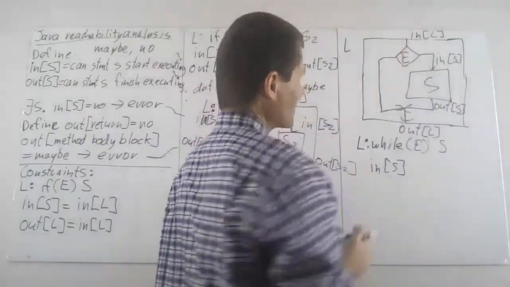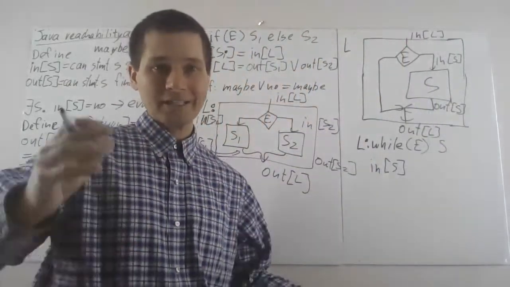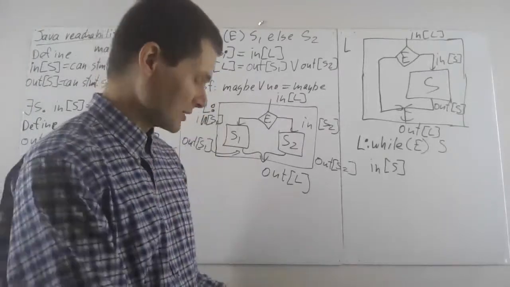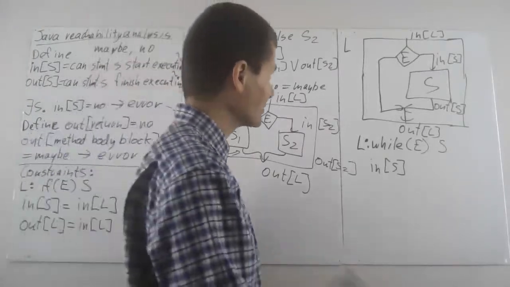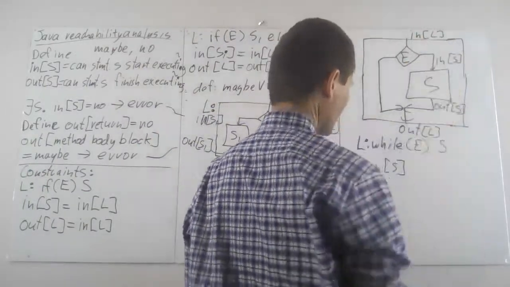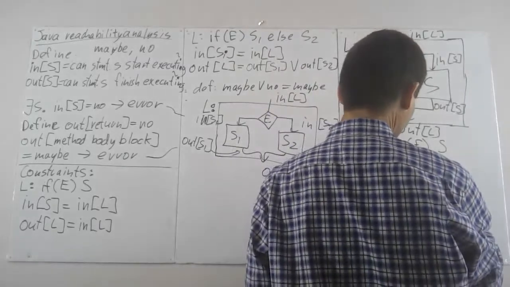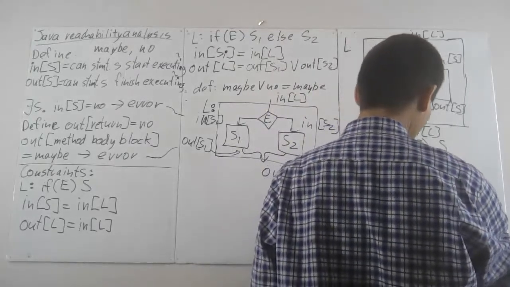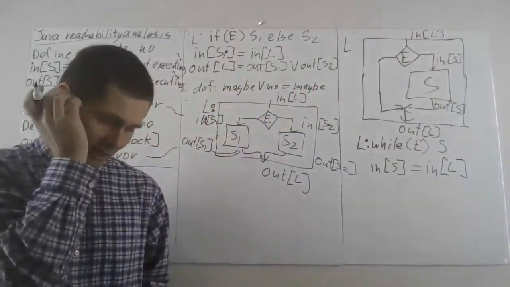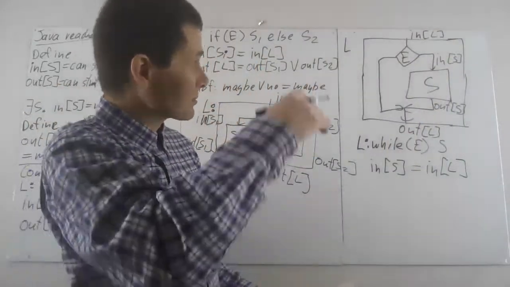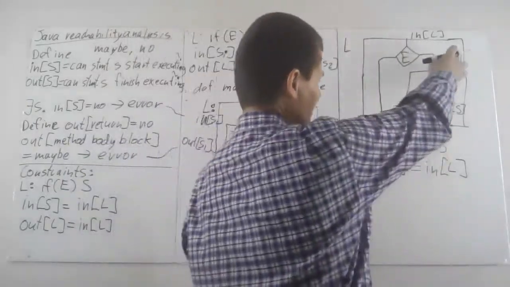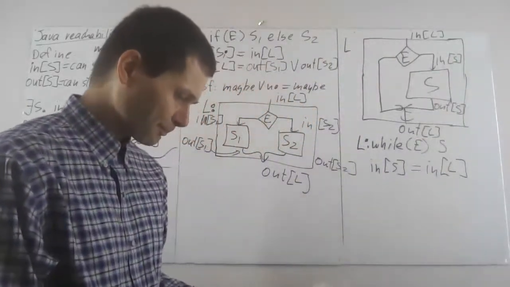The expression will not itself loop forever. Evaluating the expression will eventually terminate with true or false. And so we assume that it terminates and you can get to in of S. So in of S is going to be in of L. If it's possible to start executing the loop and it's possible for the expression to evaluate to true, then we're going to start executing the body.